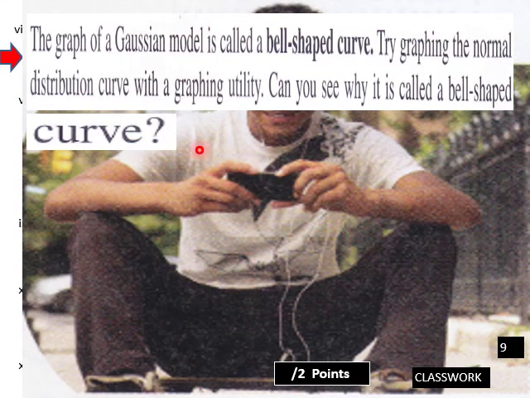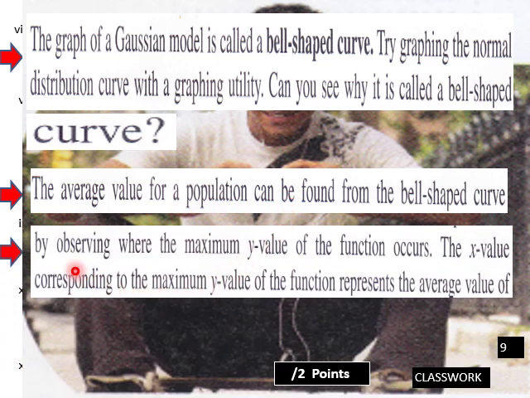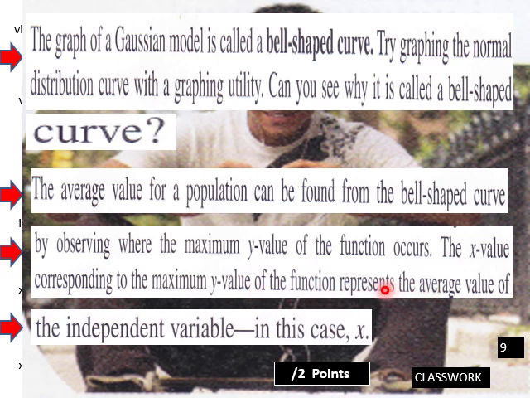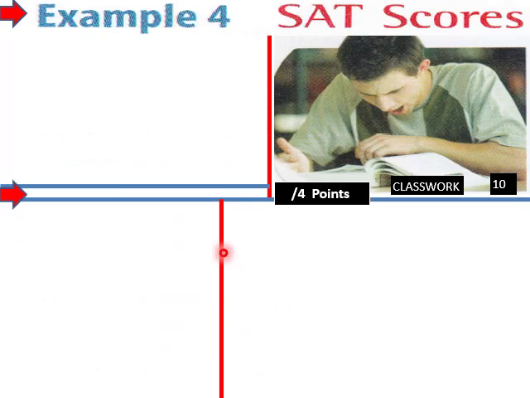So we will try one. A graph of a Gaussian model is called a bell-shaped curve. Try graphing the normal distribution curve with a graphing calculator. Can you see why it's called a bell-shaped curve? So the average value for a population can be found from the bell-shaped curve by observing where the maximum y value of the function occurs. The x value corresponding to the maximum y of the function represents the average value of the independent variable, in this case x. So let's get into a problem like this.